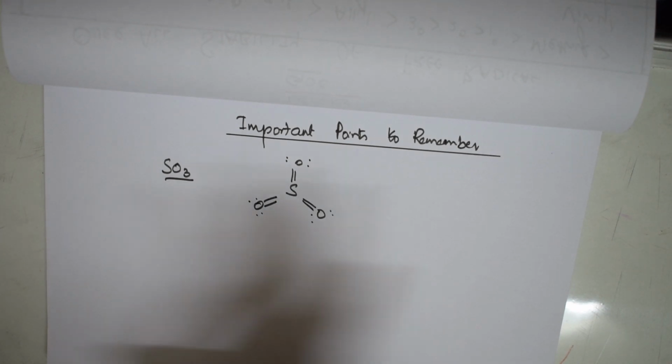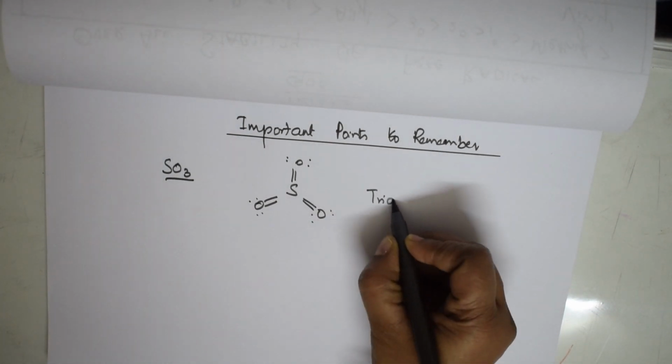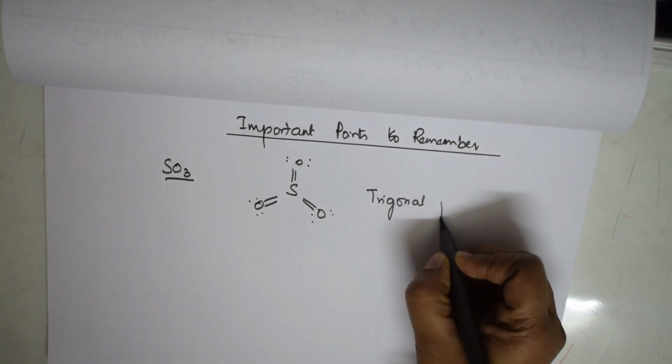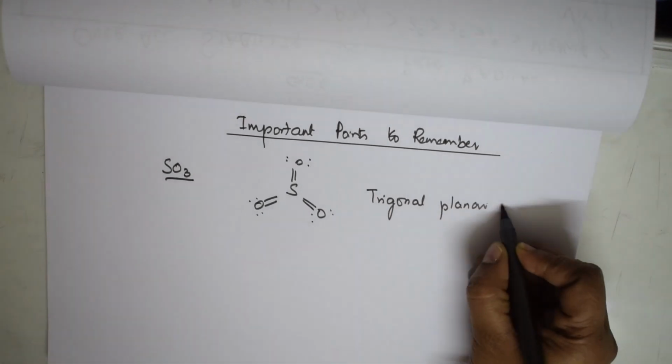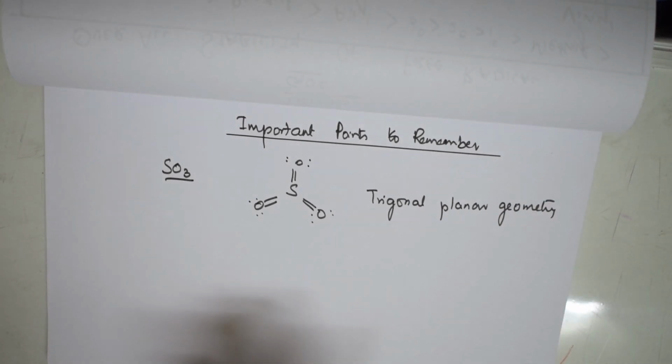They are located in such a way that the geometry is trigonal planar. This is a Lewis structure. So trigonal planar geometry is there for SO3. Maximum students depict the structure wrong, so remember, it has 6 lone pairs and 6 bond pairs also.